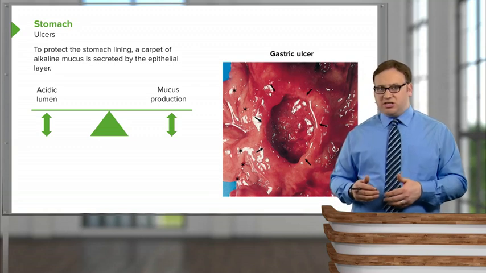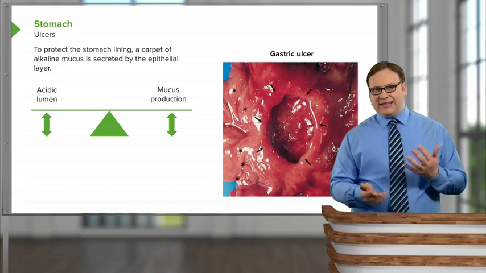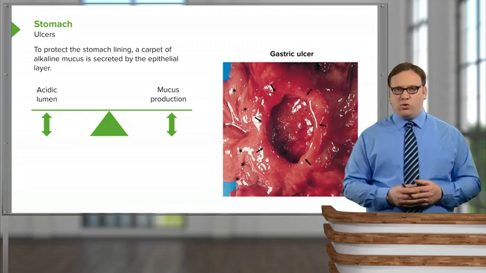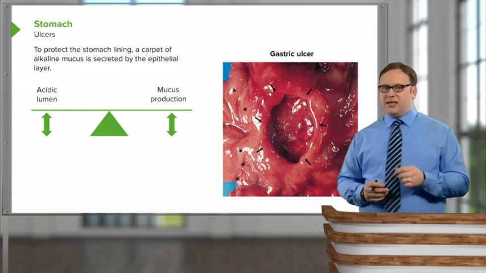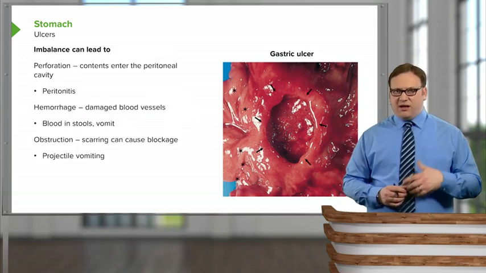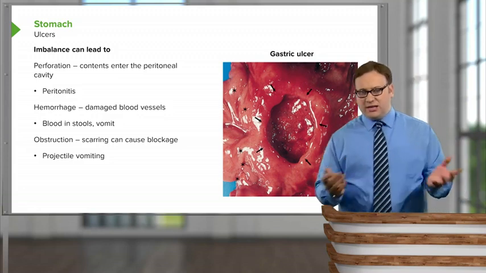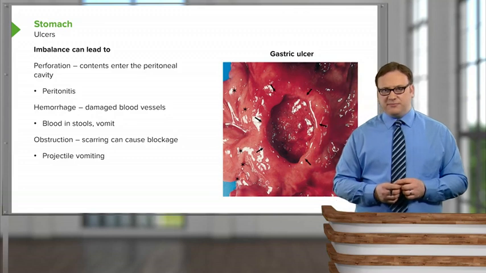Reduction in mucus production or an increase in the acid content of the lumen can lead to perforation of the wall of the stomach. And that can be particularly nasty, particularly painful and very serious. With perforation, the contents of the stomach can leak into the peritoneal cavity, leading to peritonitis and infection.